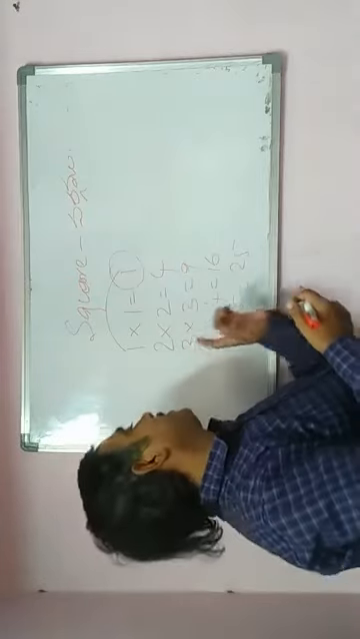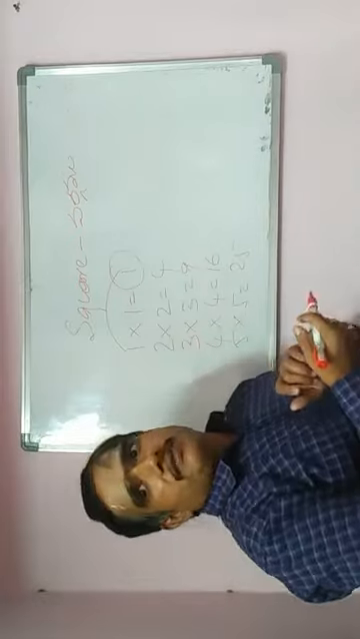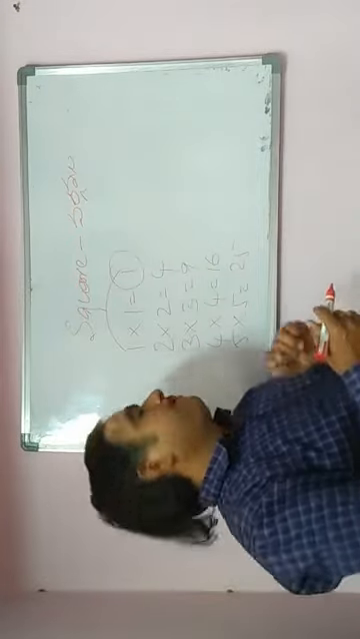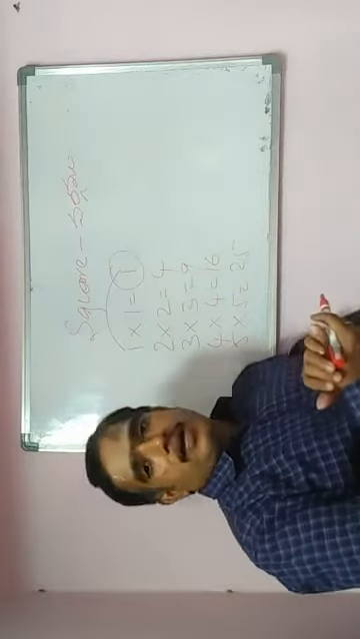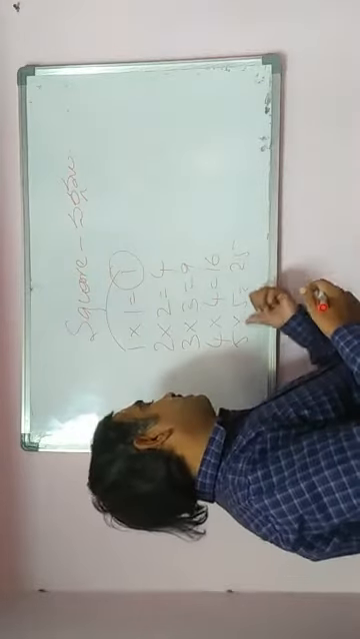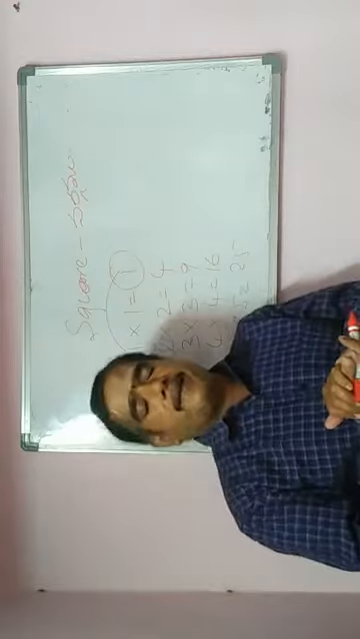Okay. 9 is the square of 3. 16 is the square of 4. And 25 is the square of 5.